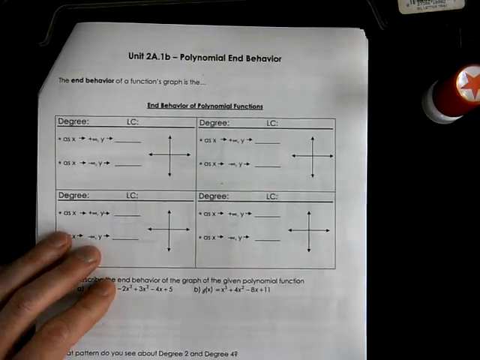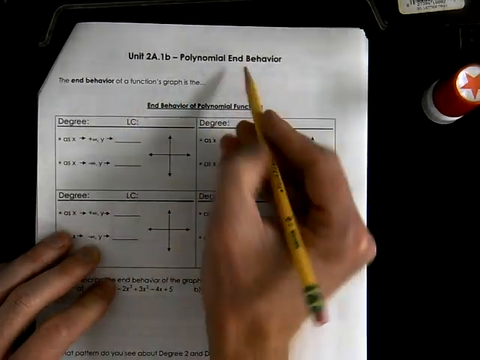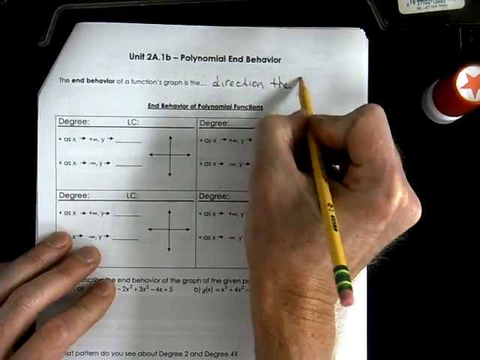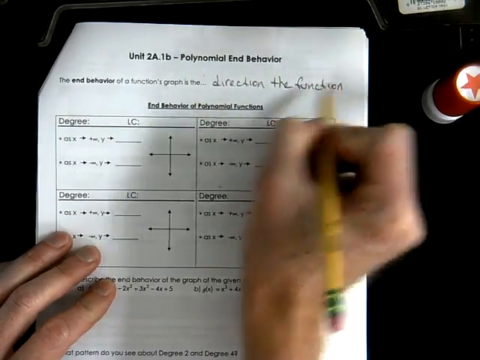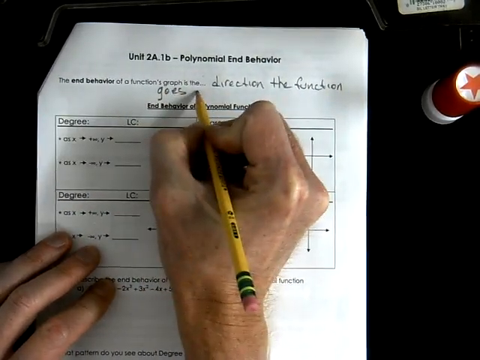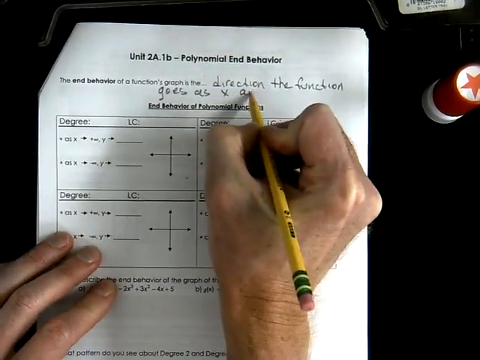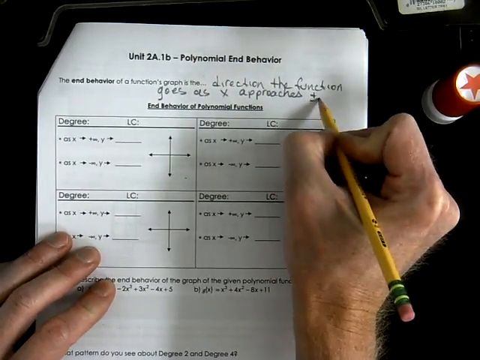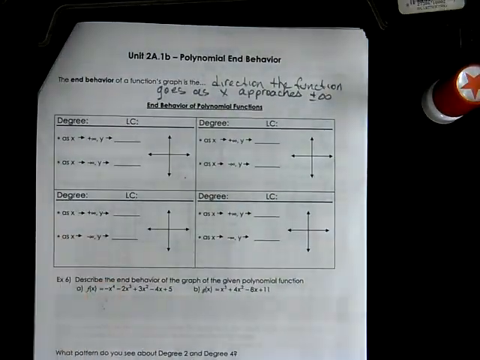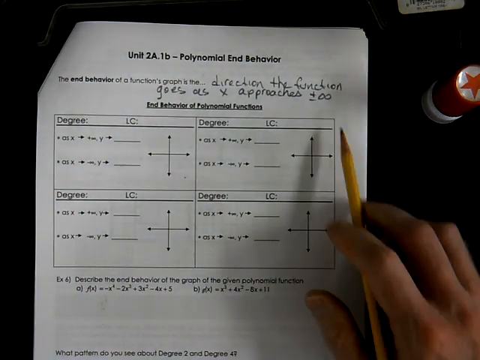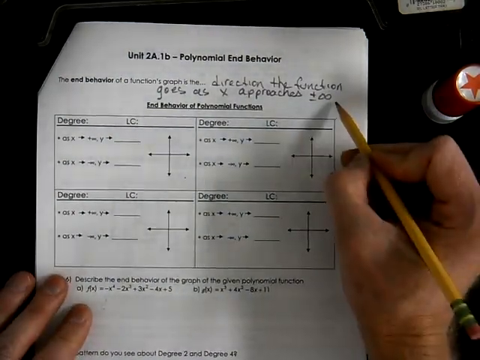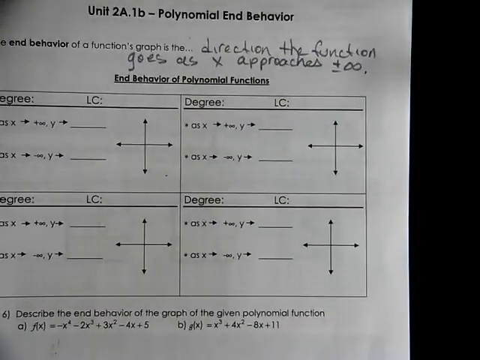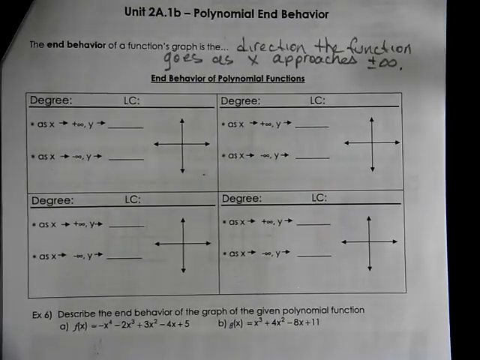The end behavior of a function's graph is the direction the function goes as x approaches plus and minus infinity. As we move to the left, where does the function go? And as we move to the right, where does the function go? That is your end behavior. We're not worried about really what's happening in the middle, but so much what happens on the far ends.